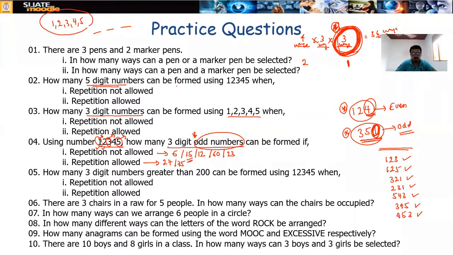We decide whether the 3-digit number is odd based on the digit we put here, the last digit. So for an odd number, how many options do I have here? How many options? Either I put 1, or 3, or 5. So we have 3 options, 3 ways. If we put any one of these, the number becomes an odd number.